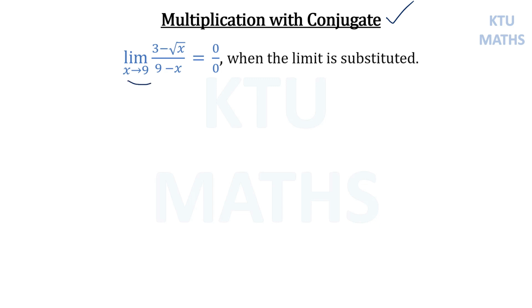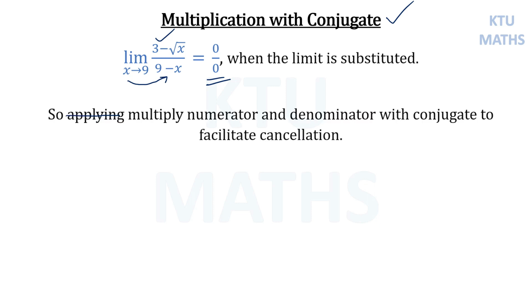Here in this function, when 9 is substituted, it will yield an indeterminate form. It is true that this function can be solved using L'Hopital's rule. That is true. But it is not only through L'Hopital's rule that we can solve functions and solve limits. Here we have to multiply the numerator and denominator of a function with the conjugate form, and we should do it in such a manner that it facilitates cancellation. Let us check how.